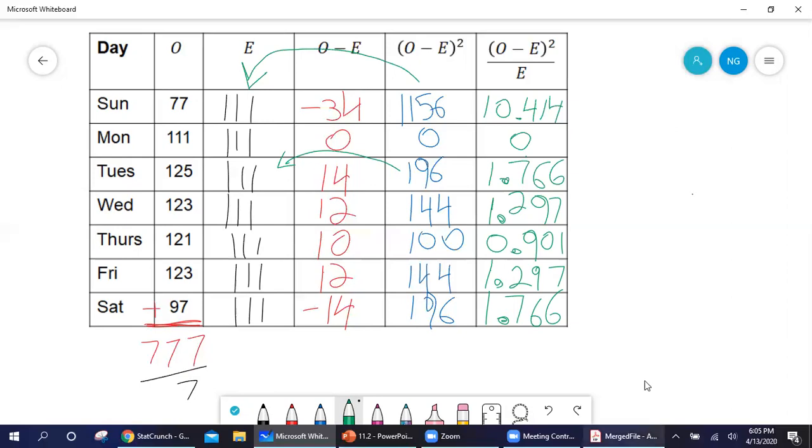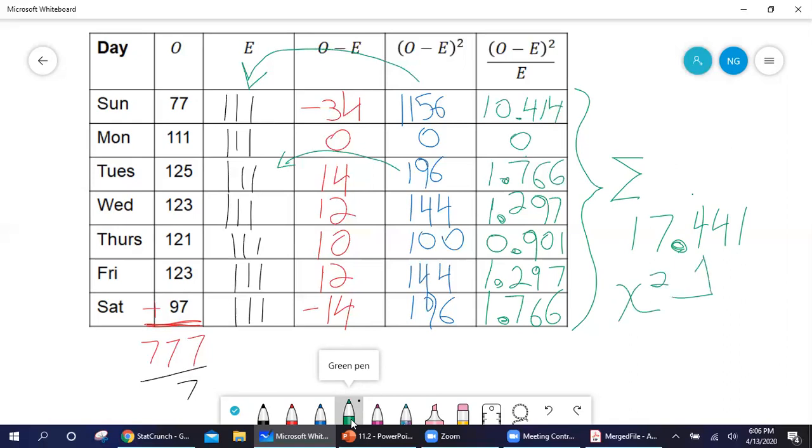I'm actually almost done with finding my chi-square value, which is my test statistic. My next step is to take each one of these green numbers and add them together. So I'm going to sum those together. And if I add those together, I get 17.441. That is my chi-square value. That's my test statistic for this problem. So we've done all the legwork. On the next video, we're going to figure out how to actually make a conclusion.